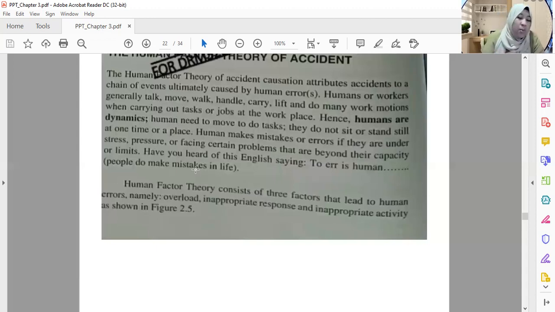We probably make mistakes when we are handling stress, and of course we feel pressure and face certain problems that are beyond our capacity or limits.